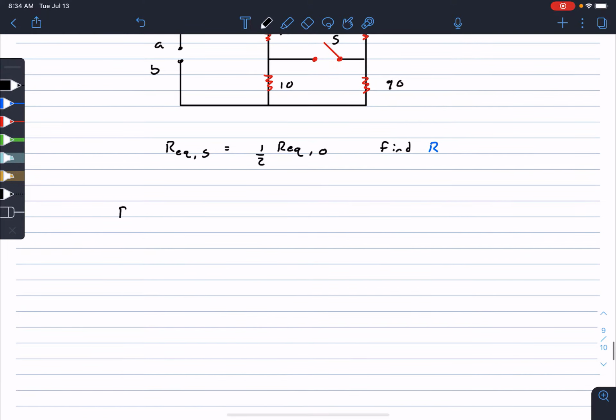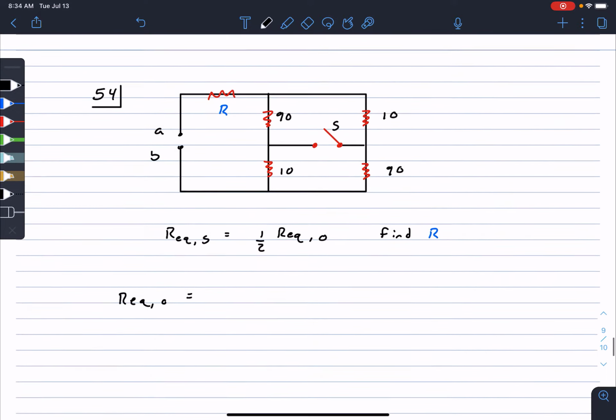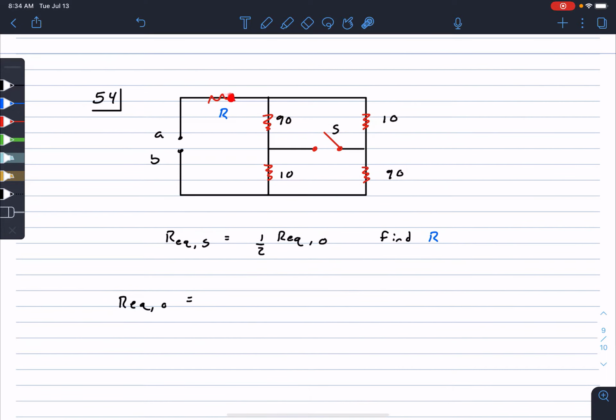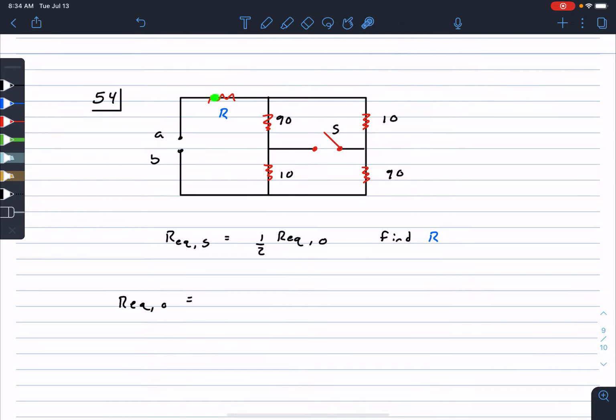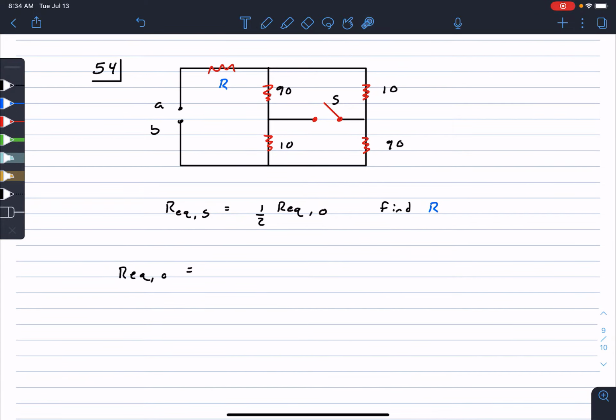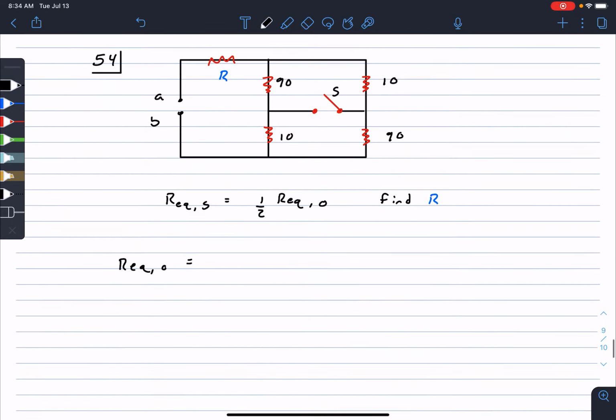All right, so equivalent resistance open is going to be, well, we have this R here. This is in series. Let's use the green, it's a little easier to see. This is going to be in series with, we'll sum these up. Let's start first with taking this one and this one, which are in series. This one and this one are in series, and then we'll sum them up in parallel as well.